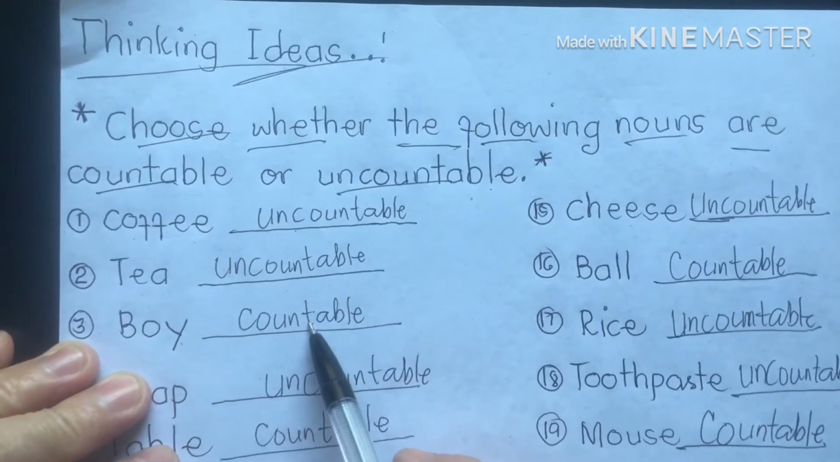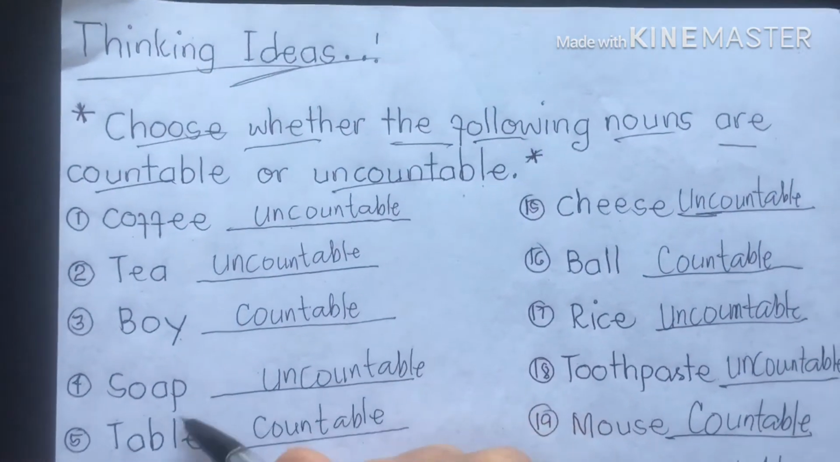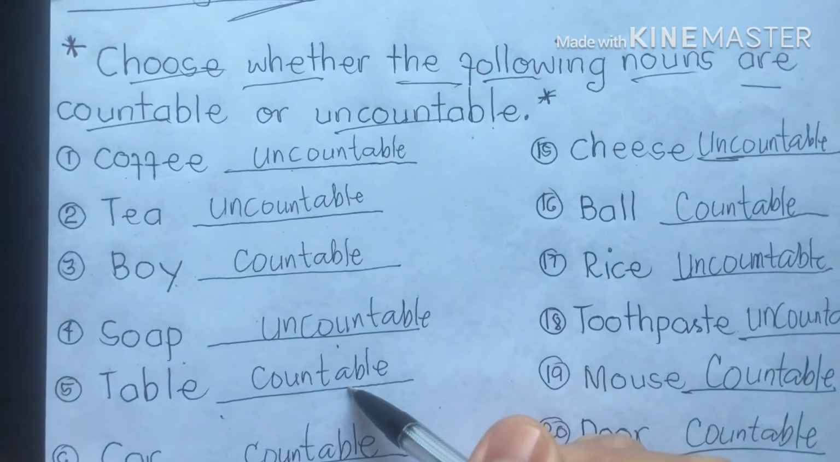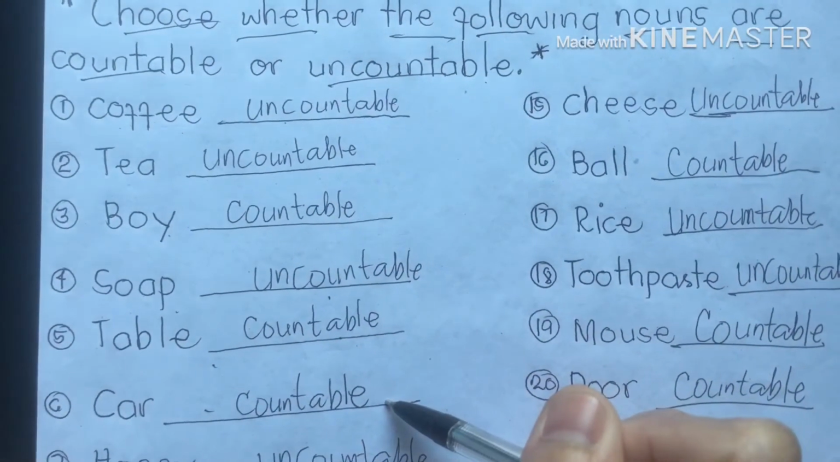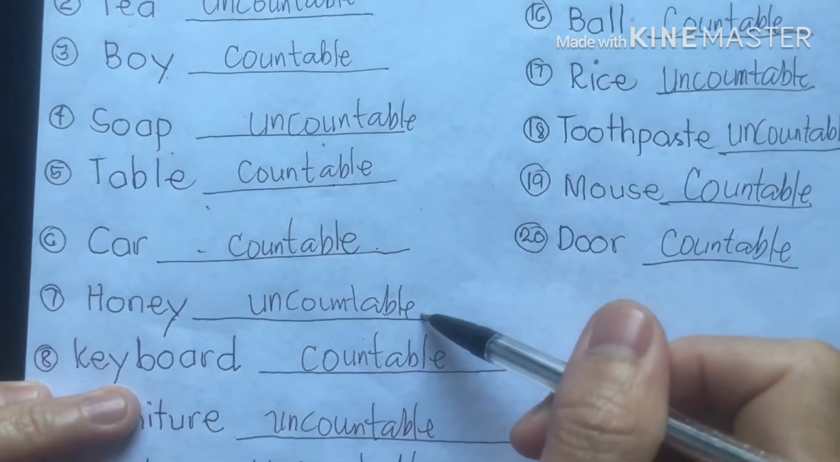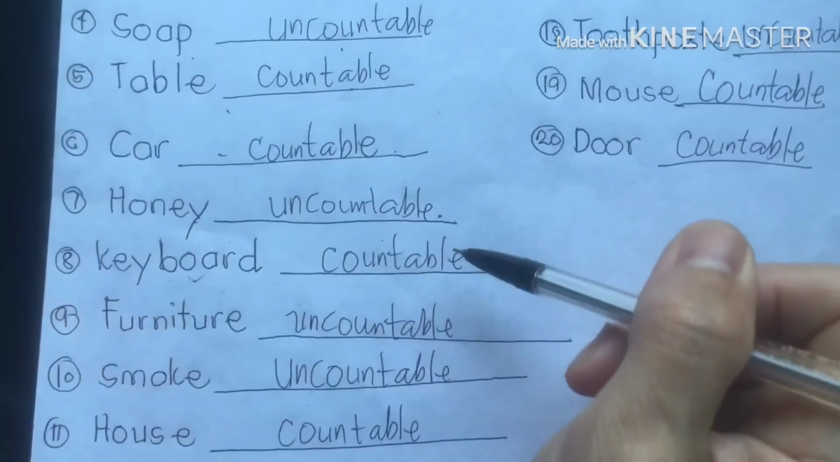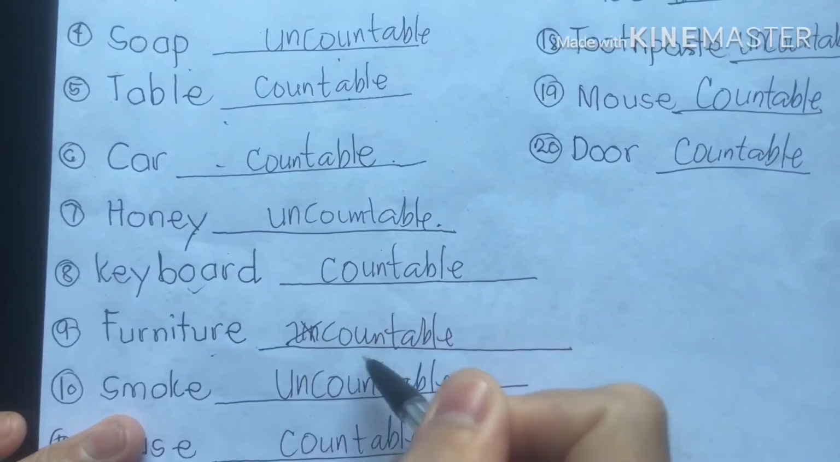Boy, that's countable. You can count how many boys are there inside the classroom. Soap is uncountable. Table is countable. We can count it. Even the car, we can count it. That's countable. Honey, it's uncountable. Keyboard, countable. Furniture is uncountable.